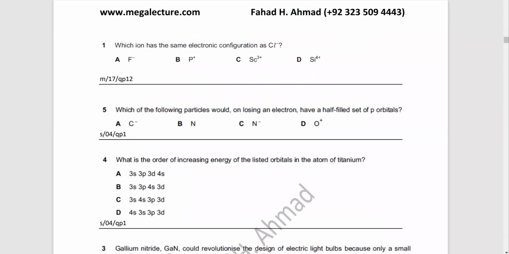Just to practice electronic configuration: which ion has the same electronic configuration as Cl minus one? This is kind of easy. Cl minus 1 has 18 electrons. So any element that has 18 electrons is going to have exactly the same electronic configuration. Scandium in the periodic table is 21. It's 3 plus, so it has 18 electrons. So scandium would be the answer.